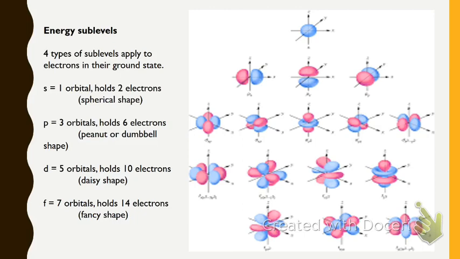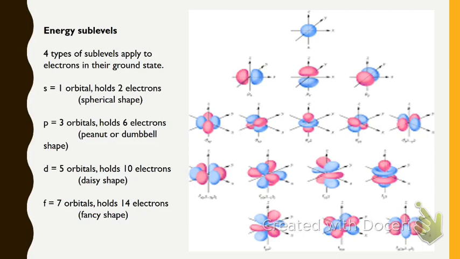So here are our energy sublevels. We've got S, P, D, and F. That is the order that they fill. I always remember it with science. It's pretty darn fun. Of course, the S orbital, or S sublevel, has 1 orbital, holds 2 electrons.